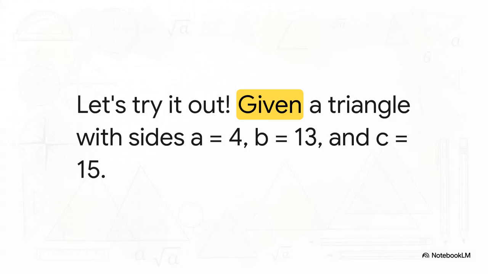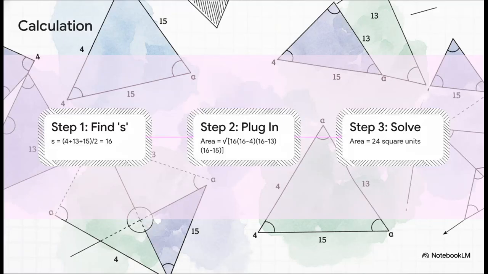Let's do an example to make sure this makes sense. Imagine a triangle with sides that are 4, 13, and 15 units long. We don't have a single angle to work with, which means Heron's formula is exactly what we need. Okay, first things first, we always have to find s. So we add them up, 4 plus 13 plus 15, that's 32 divided by 2, and we get our semi-perimeter. s equals 16. Awesome. Now we just plug everything into that big formula.